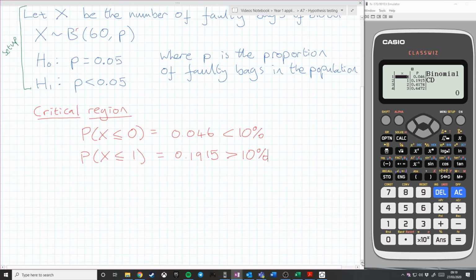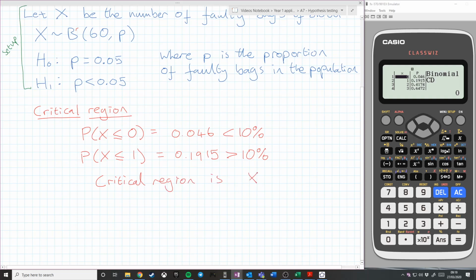Therefore, the critical region is x is less than or equal to 0, or actually you can just say x is 0. So the only result that we could observe that would make us think that the probability is less than 5% now is if 0 happened.